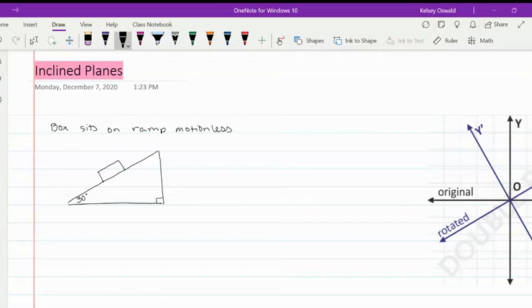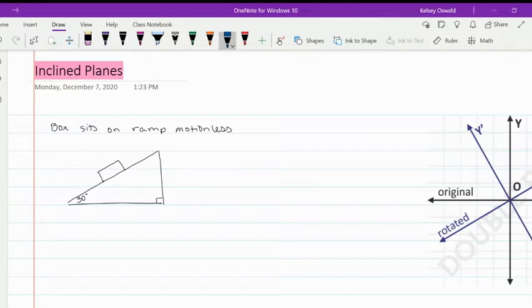We're going to look at inclined planes. So this is going to be drawing our free body or force diagrams when our object is on an angled surface. Okay, so we're going to start off with this example. Here we have a box sitting on a ramp at a 30-degree angle. We want to draw what the free body diagram would look like on this block.